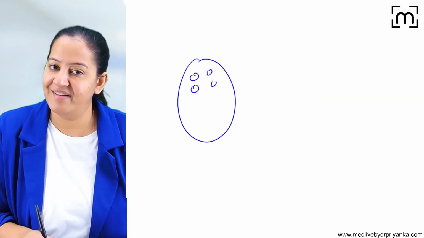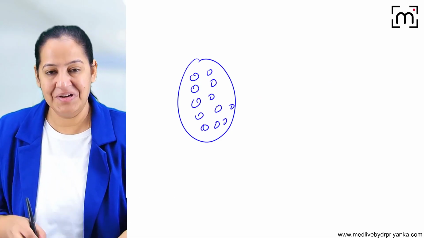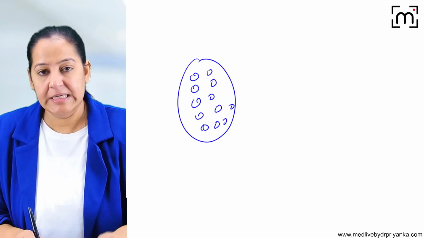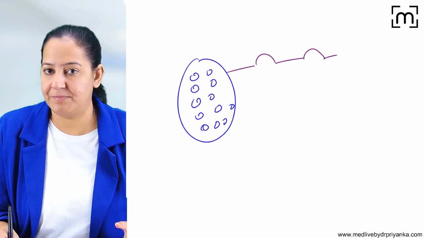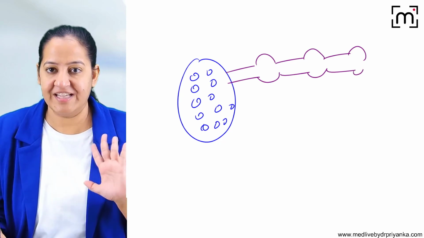This is a primary tumor. It is in any of the organs, and these are the cells of the primary tumor. They are not going in the lymphatics. They are not spreading via lymphatics. No, they are not losing and going to the lymphatics. No, lymphatic spread is not there.